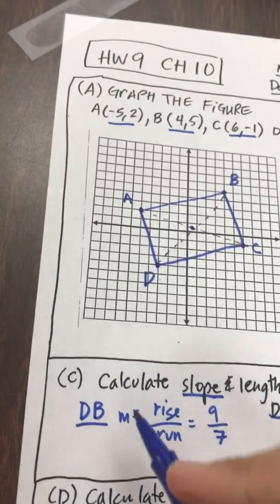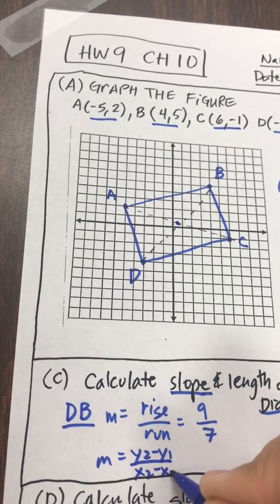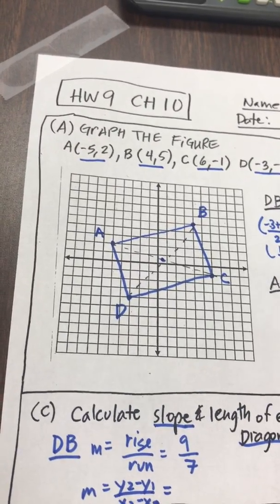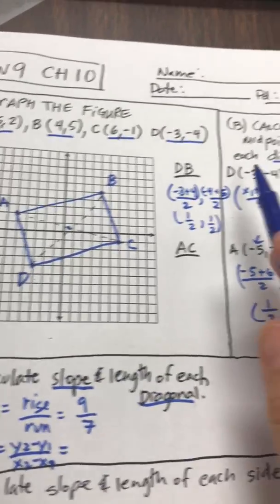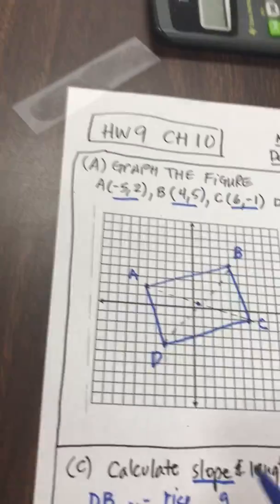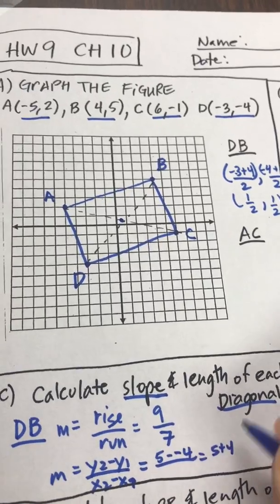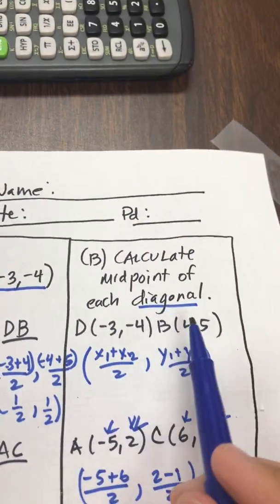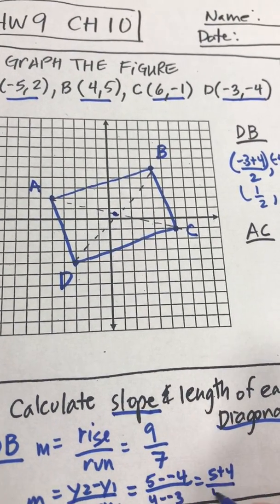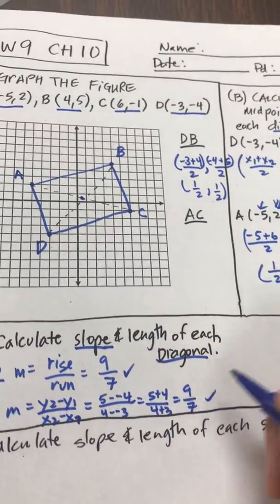Cool. Now I can confirm with the other formula. You subtract the y values, you subtract the x values. I can reconfirm that. So if I look at DB, all right, here's my D. Subtract the y values. So 5 minus a -4, which is the same thing as 5 plus 4. And then subtract the x value. So 4 minus a negative 3, that'd be the same as 4 plus 3. I got 9 over 7 again. So I've double checked.